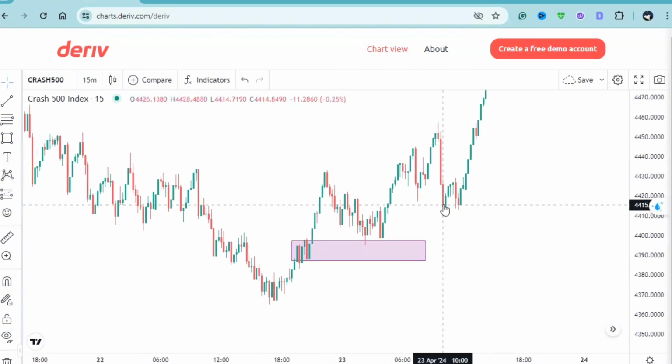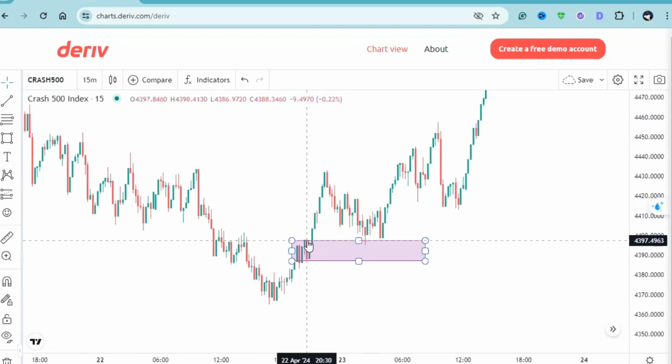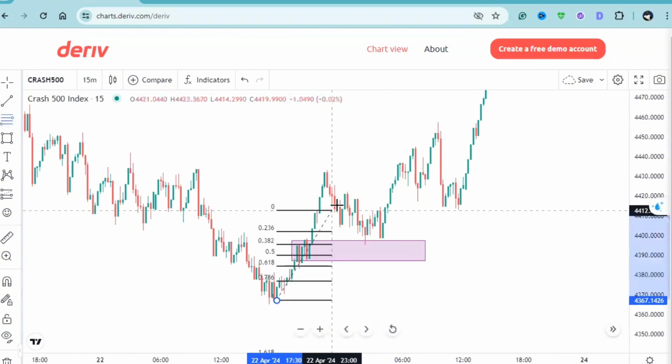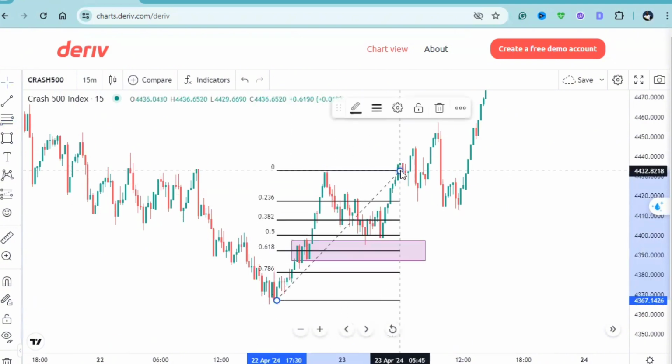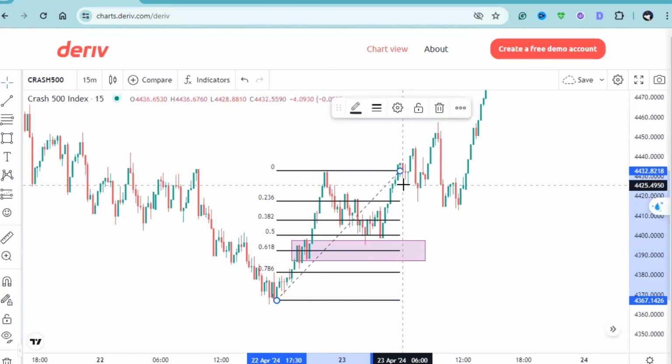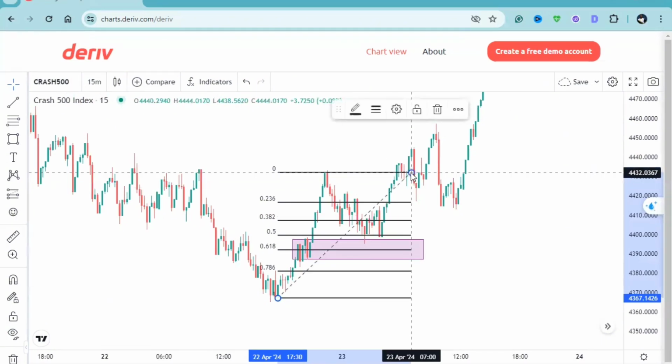Now you can see that the market actually returned back into an order block that was created while the market was going up. But how did we know? Because of the Fibonacci tool, we know that it will come to the 0.5 level or 0.618, and then we must see something there. So this is a confirmation that makes us say this market is going to go upwards. Do you understand? So this is how to trade the Crash 500 index with the Fibonacci tool.